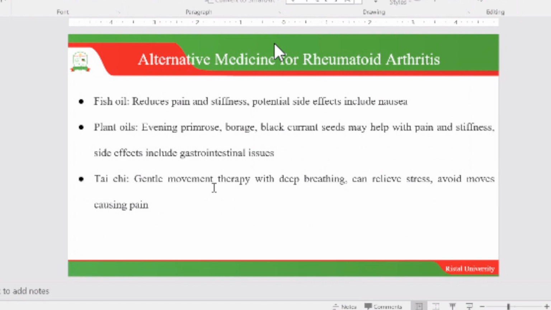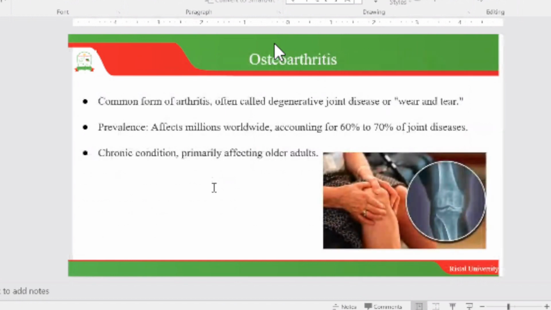And also, here I think most of us have heard of Tai Chi, which is a gentle movement therapy with deep breathing that can relieve stress and avoid moves causing the pain. Really, this should be given by an instructor that is well trained.